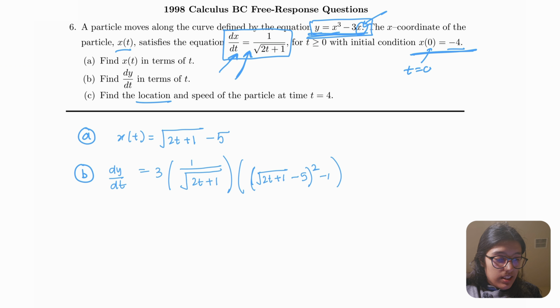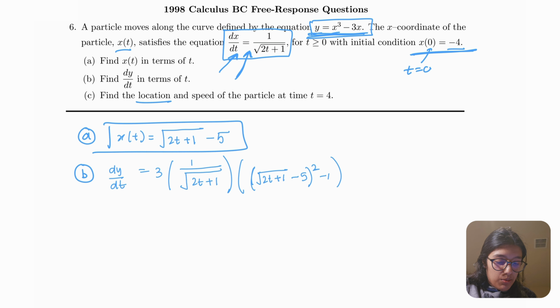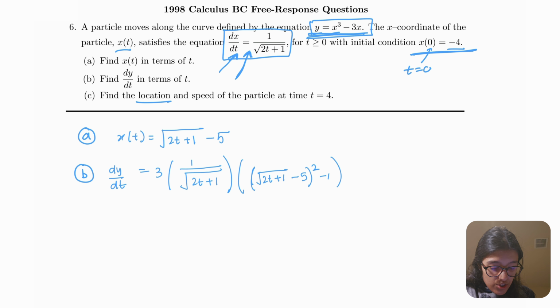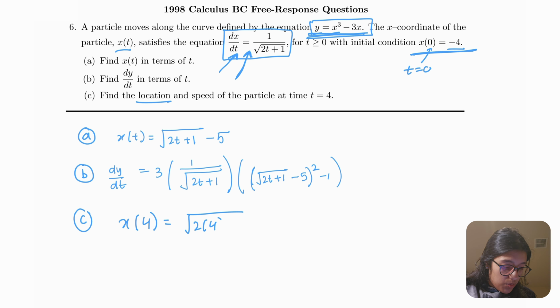So in order to find the value of x at time equals 4, that is exactly what this equation is going to help us with. So I'm going to say x of 4 is equal to square root of 2 times 4 plus 1, minus 5. That is equal to 3 minus 5, which is equal to negative 2. So that is going to be our x value.